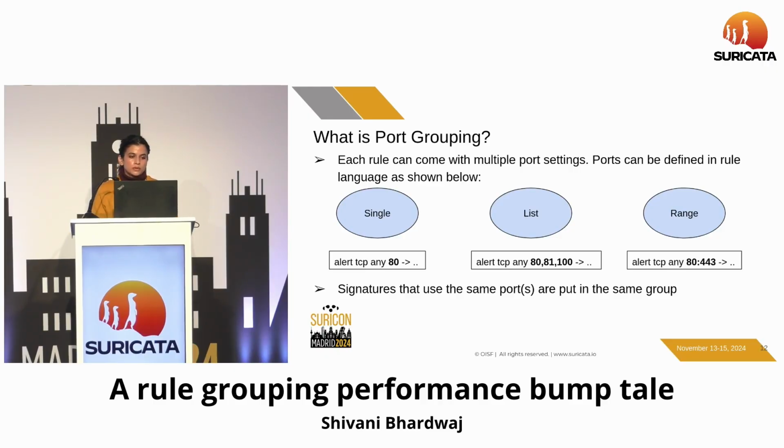Now coming to port grouping, what it is: as a part of the signature grouping process, we look at each rule and we see what all comes as a part of that rule. A rule could come with multiple port settings. So you could define ports as a single port in a rule, a list, or a range, or a combination of these. Signatures that use the same ports are put in the same group for precise matching.